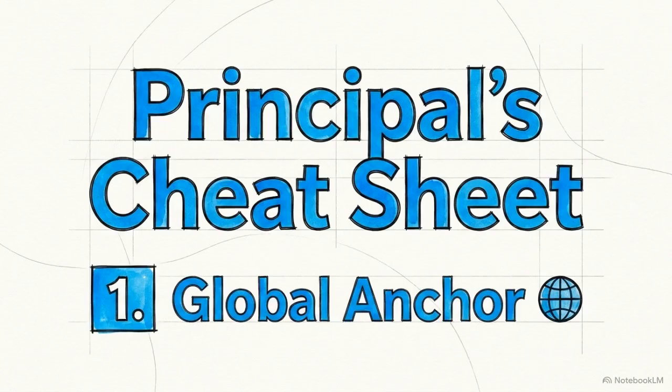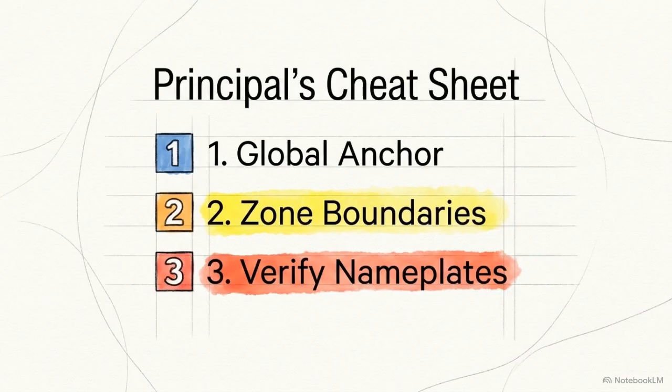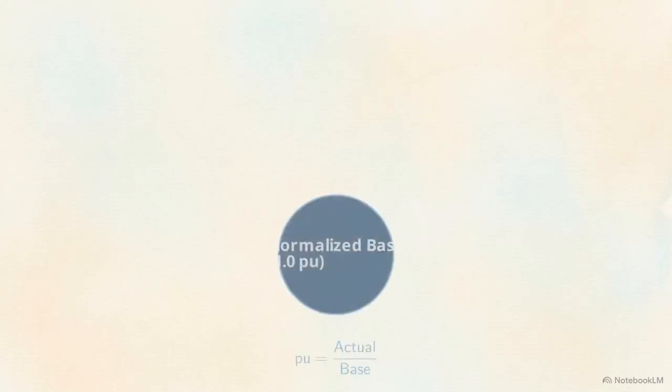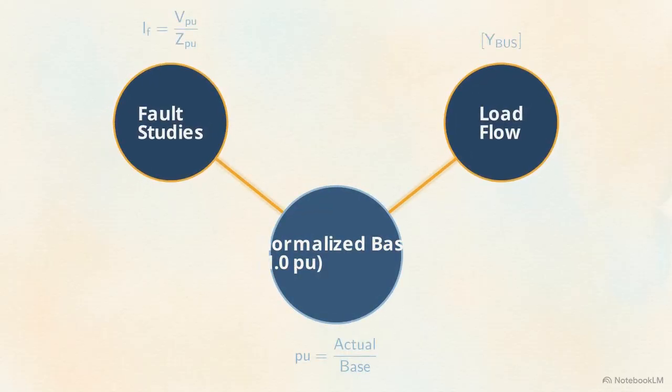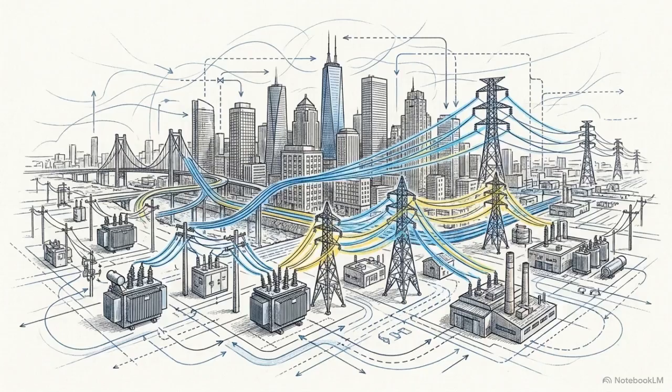When you ingest a grid model, follow these three rules. Base power is universal, base voltage changes at every transformer, and never trust nameplate per unit data. Always change the base. Mastering this normalization process gives you the mathematical foundation to run infinite bus fault studies and iterative load flow algorithms. We will start building those in the next episode.